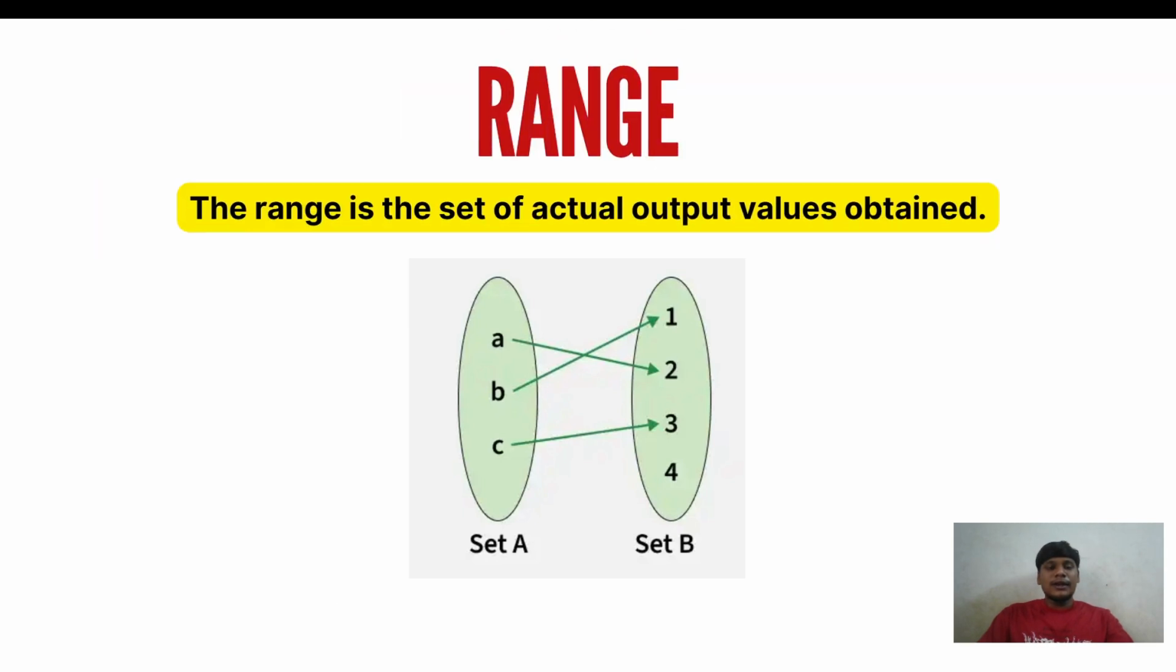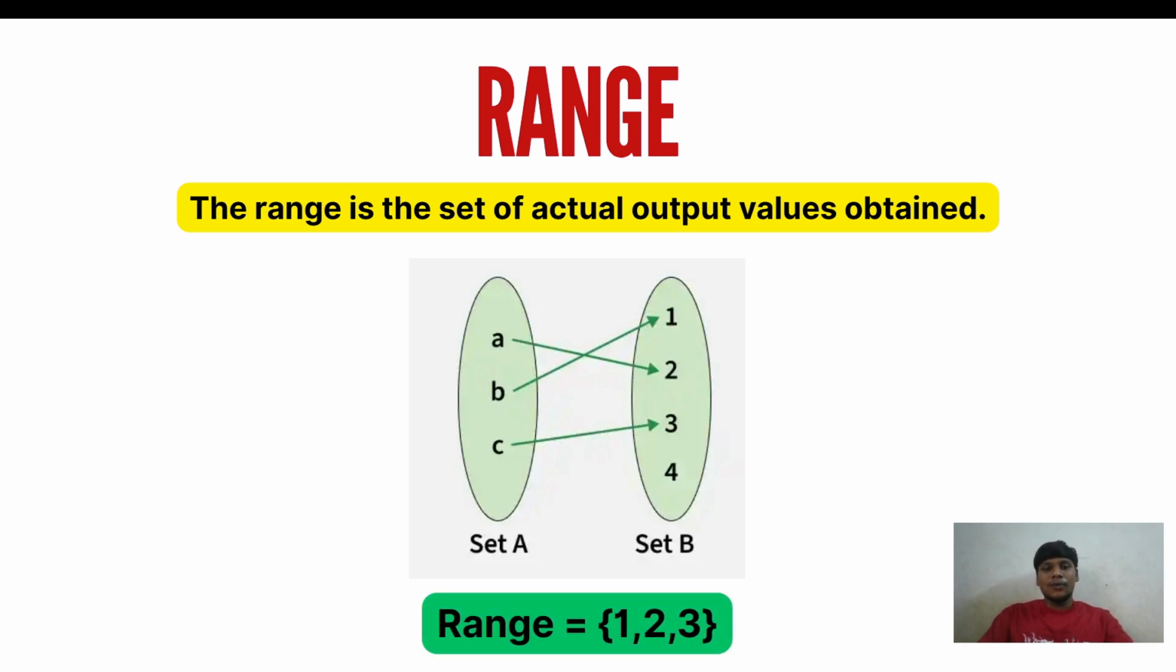So range. The range is the set of actual output values obtained. So every element in the set B is called a codomain element. But the associated values, the matched values: A is matched to 2, B is matched to 1, C is matched to 3. So these three values, these three actual output values, are the range: 1, 2, 3.